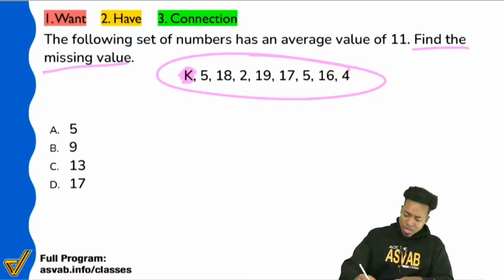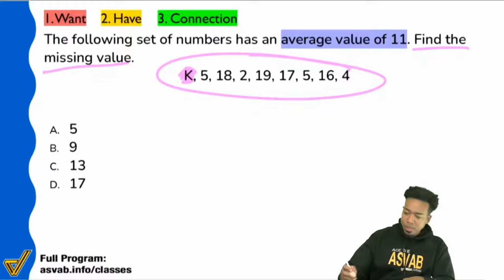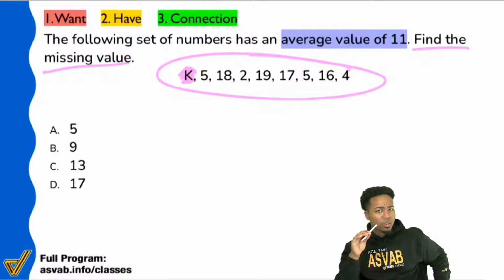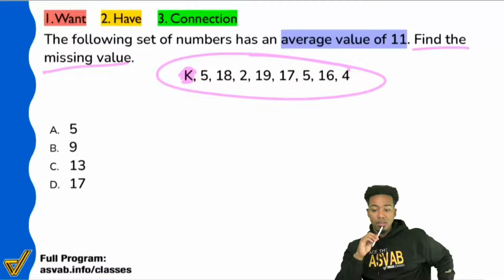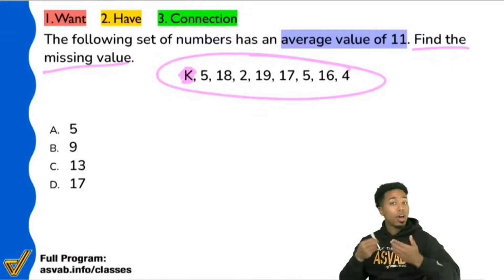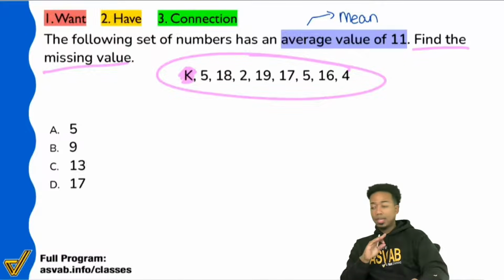Let's see. It says the following set of numbers has an average value of 11. An average value of 11. My party people, do we identify with that word? Do we understand what that word means? Mean, average value. Do we know the formula? Does it make sense to us? Good. And let me just follow up on that by writing again: that average is the same thing as saying mean. It's the same thing.